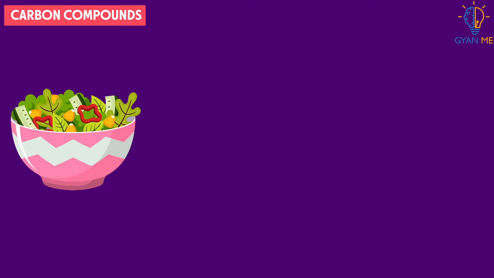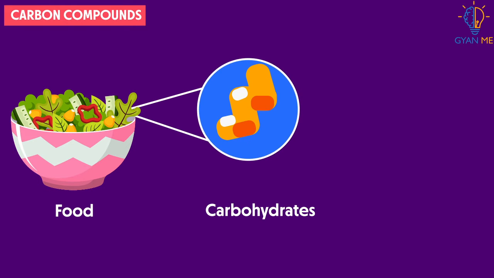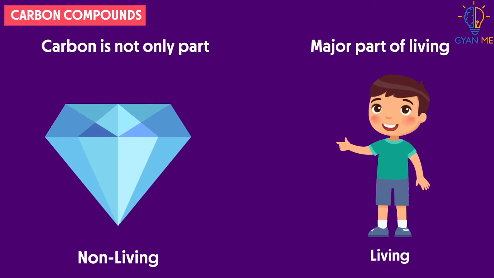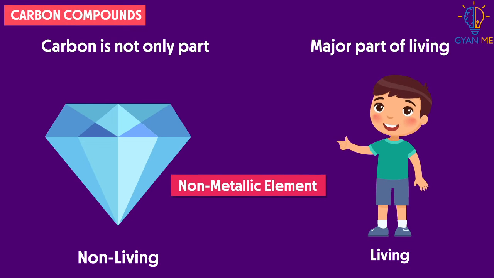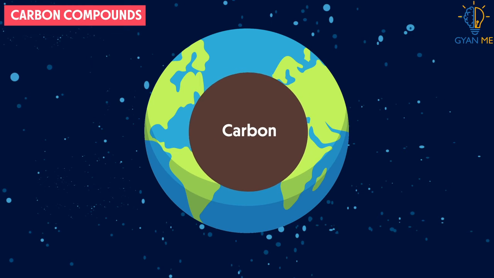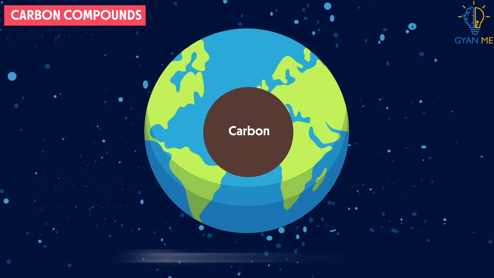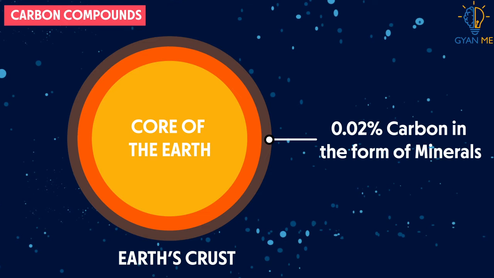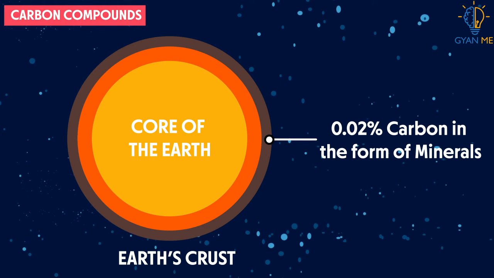An important source of energy that we eat is carbohydrates, and the main element in carbohydrates is carbon, along with hydrogen and oxygen. Thus, carbon is a very useful non-metallic element present in all living and non-living things around us. You may be surprised to know that even though carbon is so important and useful, its percentage in Earth's crust is very low. And do you know how much? The Earth's crust contains only 0.02% of carbon in the form of minerals.